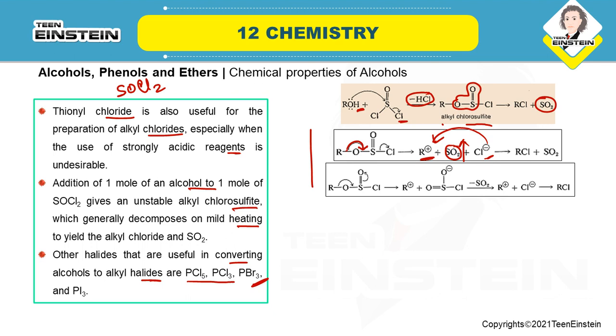Now here another mechanism is also there. If this R-O bond is broken, there is negative charge over oxygen. Now the carbocation is also there. Now this negative charge, if it makes a double bond between sulfur and oxygen, again Cl is removed. So this is another possibility.